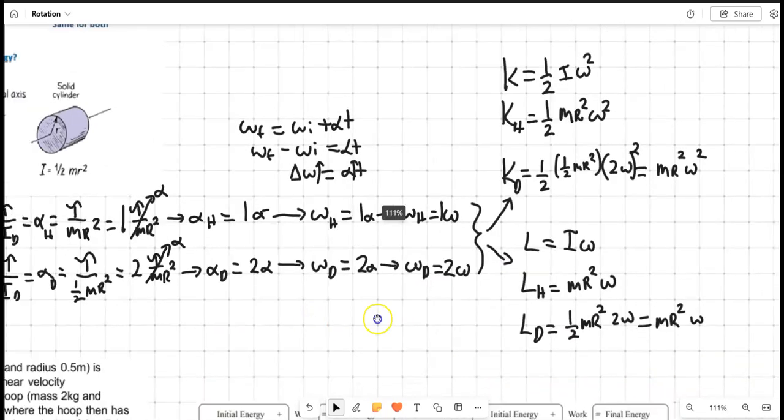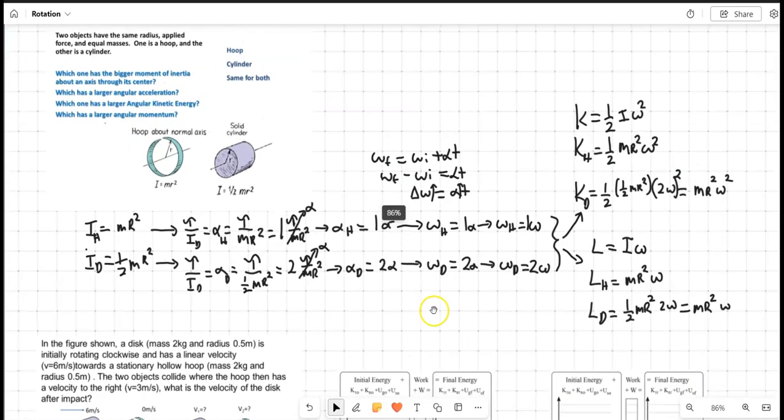So I hope this helps show how you could just really quickly, using your concepts, analyze a problem like this, where two objects have the same radius, the same mass, the same torque, and are spinning over the same period of time. You start with a moment of inertia, then using torque, solve for the angular acceleration, and then using angular acceleration, eventually get an understanding of kinetic energy and momentum using angular velocity.